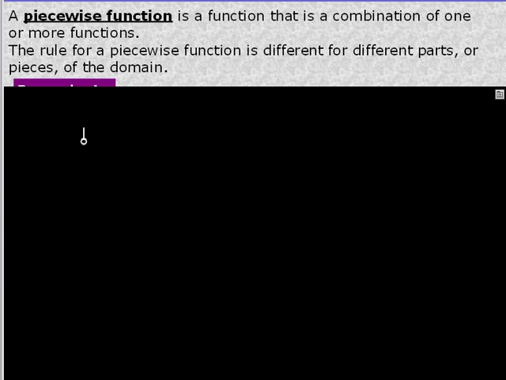A piecewise function is a function that's a combination of one or more functions. Normally you have multiple equations within a piecewise function, and each equation is defined over a set domain, and that means a set number of x values. Within the definition of the piecewise function, it tells you what part of the x-axis a particular piece is valid. So the rules for a piecewise function are different for different parts of the domain, which is just basically what I said.